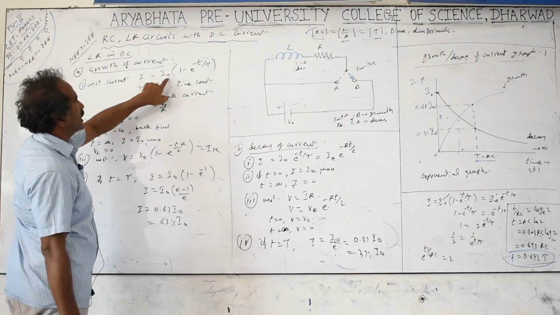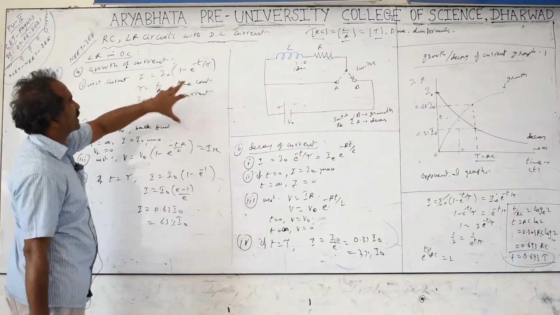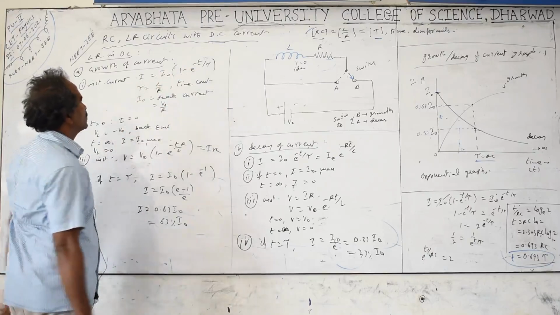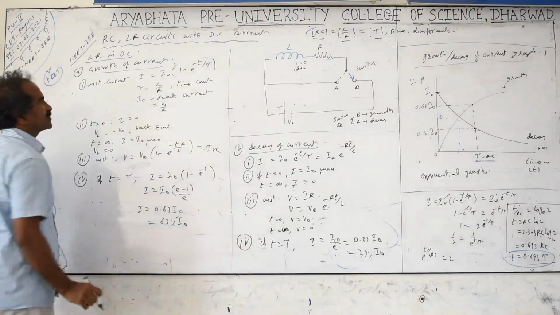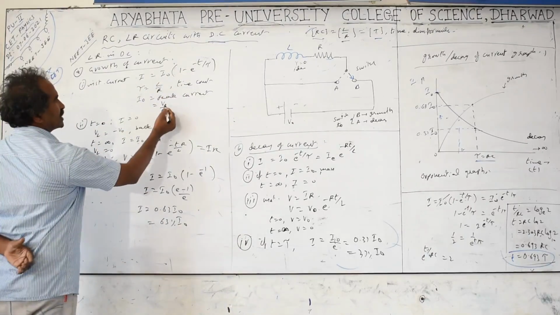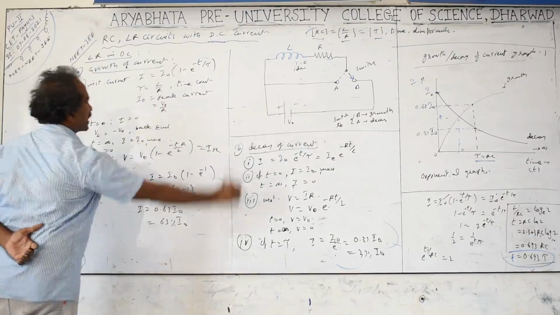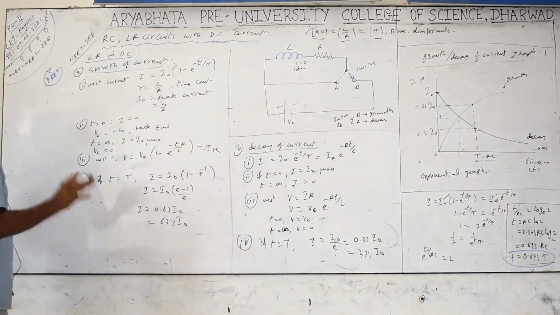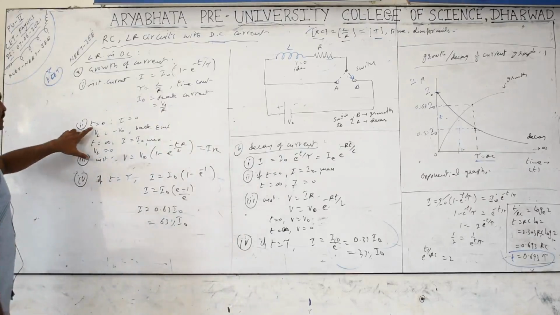I equal to I naught into 1 minus e to the power of minus t by tau. I naught is the maximum, peak current that can pass through the inductor, and the peak voltage across it is V naught, the battery voltage. Resistance always opposes the flow of charges, so the current increases slowly.